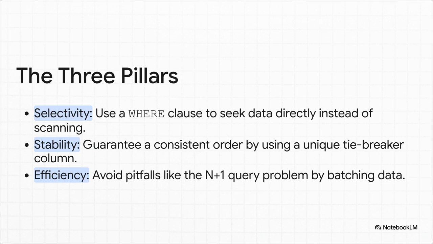So if you're going to take just one thing away from all of this, let it be these three pillars. First, selectivity. Always use a where clause to seek, never an offset to scan. Second, stability. Make sure your data has a rock-solid, consistent order by always using a unique tiebreaker. And finally, efficiency. Think beyond just pagination and watch out for related problems like the N+1 query pitfall. If you can nail these three, your system will be built to scale.